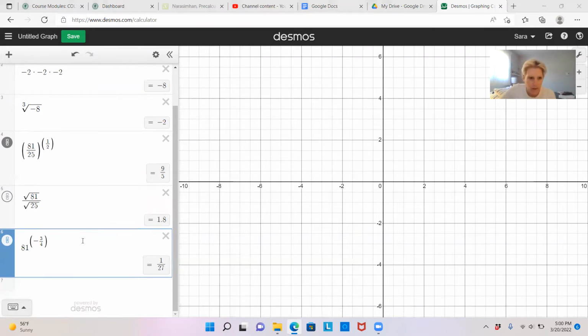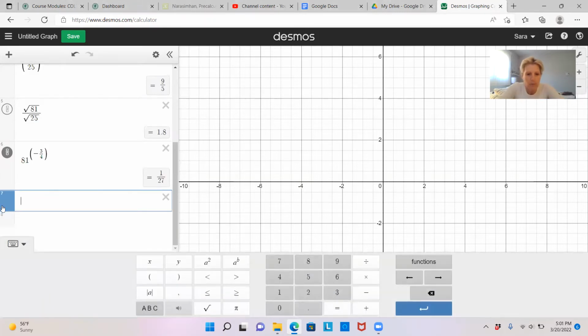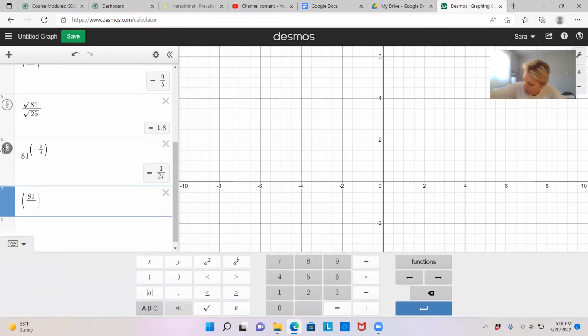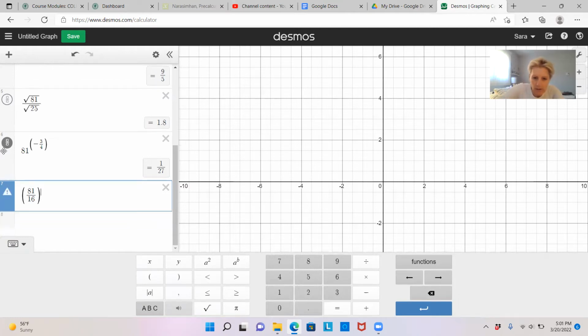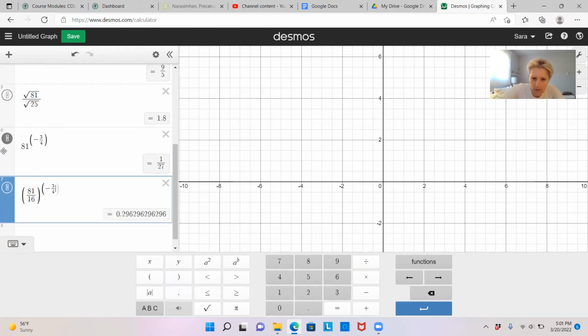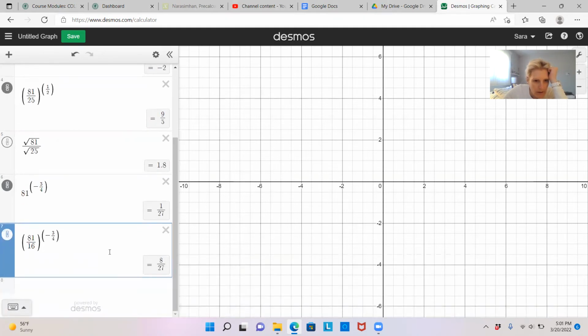And then 53, let's do that one too. So 53 says parentheses 81 divided by 16 parentheses, and then raise that to the parentheses negative 3 divided by 4. And we get a decimal answer, but we're going to put it in fraction form right here. That comes out to be 8 over 27.